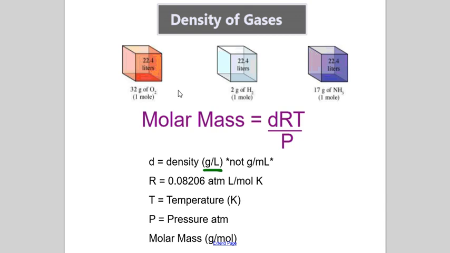Up here you can see what it is for different gases. So 1 mole of O2, if it's 22.4 liters, well, then 32 grams. So you can use that to kind of figure out density and compare it.